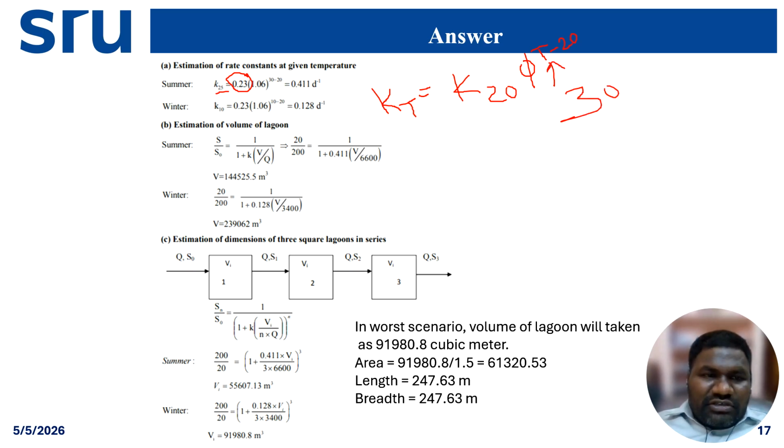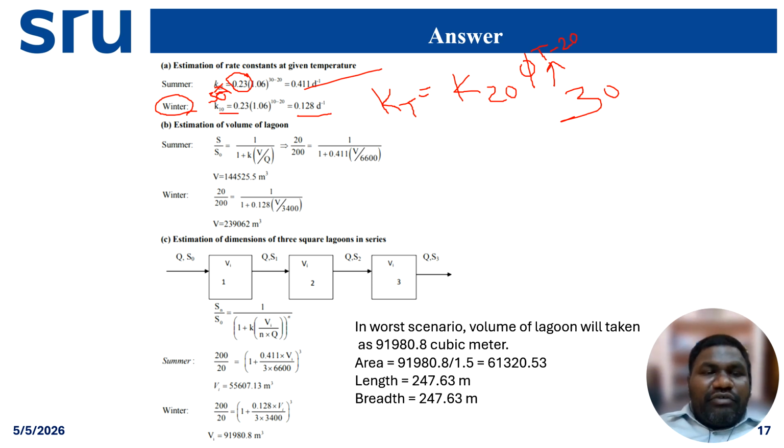Here it is not 25; it is K30 we are calculating. Next, this is for summer. Then for winter, what would be the average temperature? K10: substitute 10 minus 20. We get 0.128 day inverse.